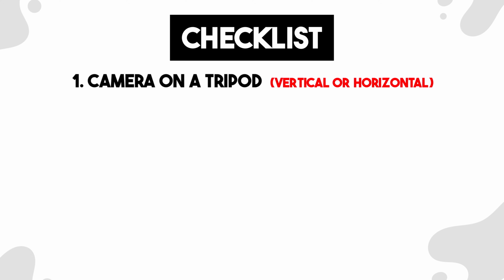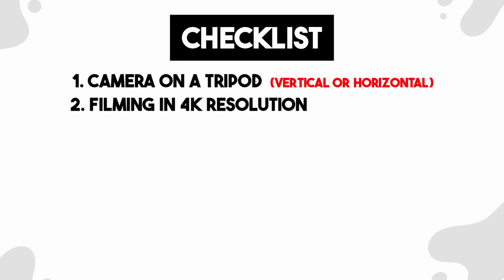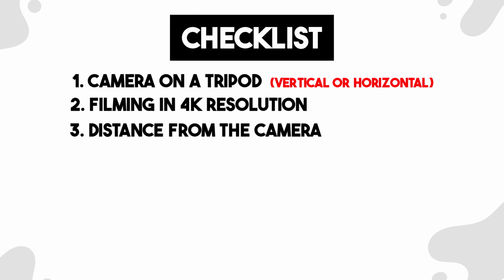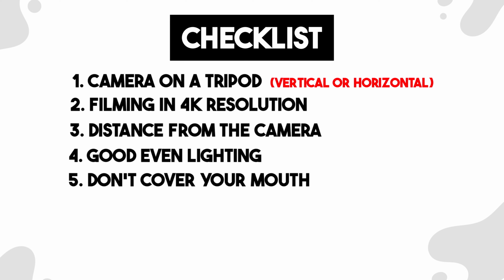And like I said, we're going to run down through real quick before we start recording. Camera: make sure your camera's on a tripod. You want to shoot it horizontally or landscape, that's your call. Make sure you're shooting 4K quality video. Make sure you're not too far or too close to the camera. Make sure you have really good, even lighting across your face. Don't cover your mouth or have anything past your mouth.